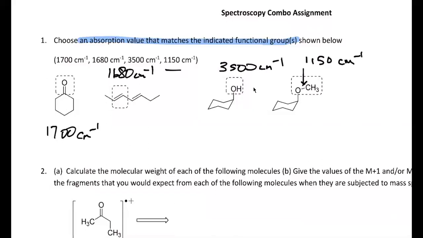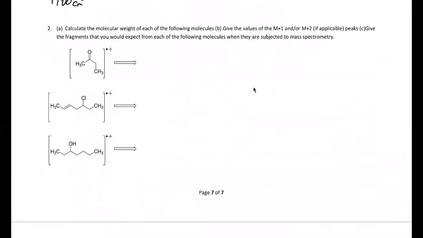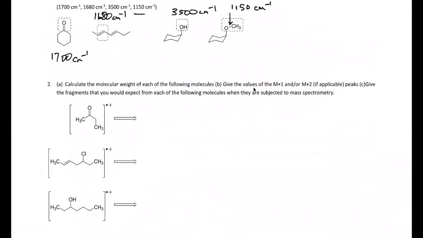All right. Any questions about anything so far? I'm gonna let you do this last one on your own. It says calculate the molecular weight of each of the following molecules. So all you do is add up the carbons, hydrogens, oxygens, whatever. And then it says give the M+1 value, which is what? What is M+1 in a mass spec? What does that mean?